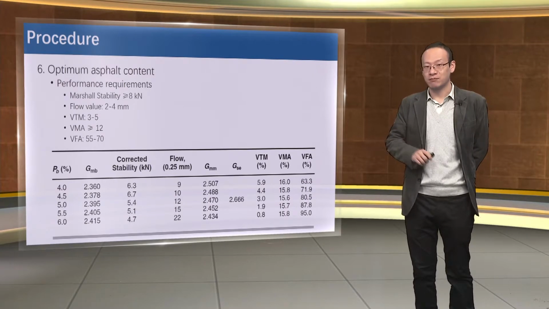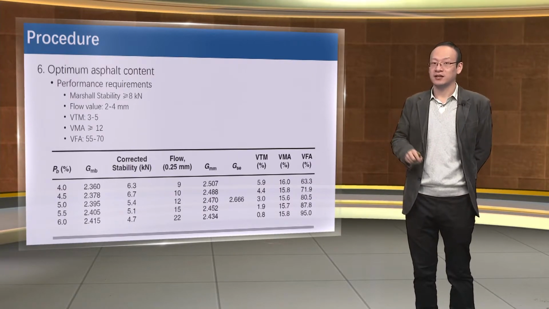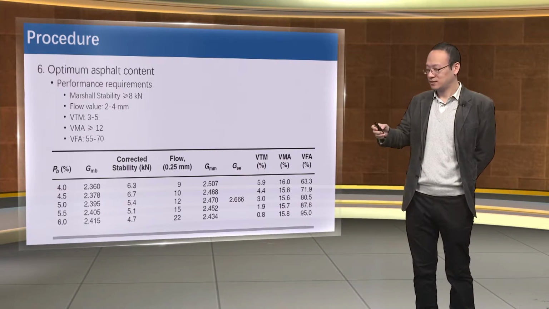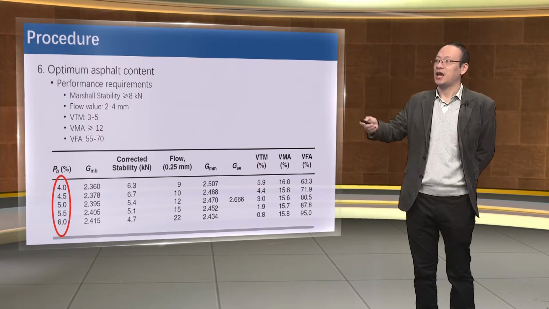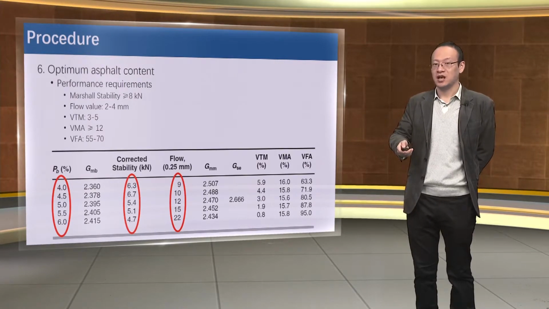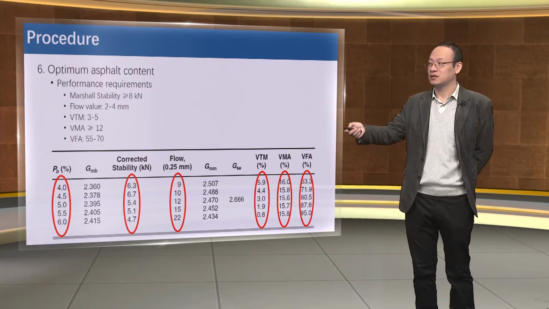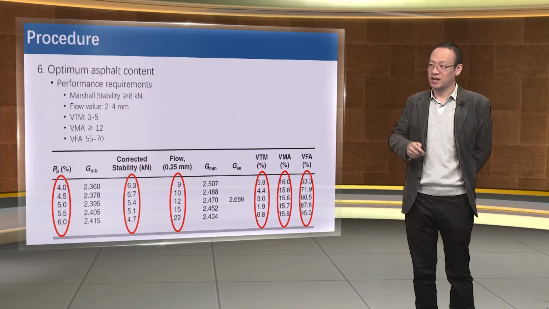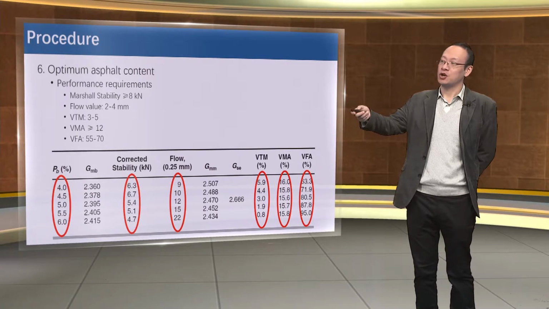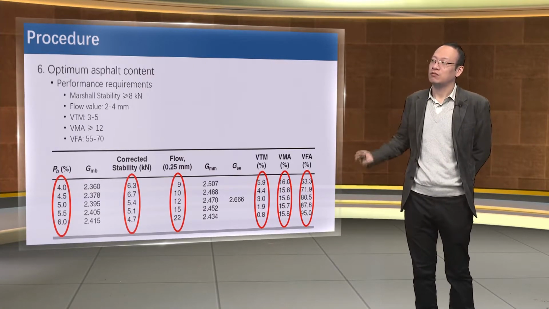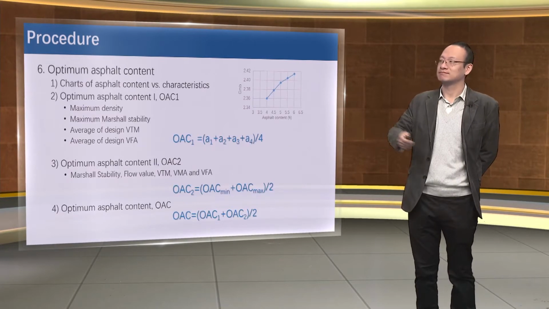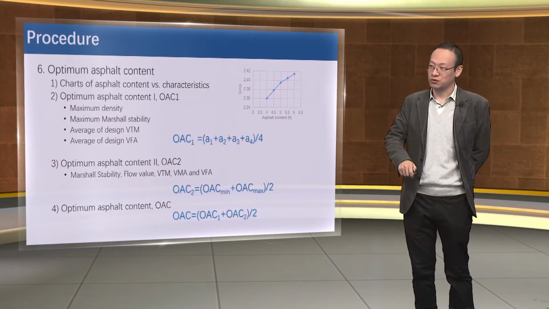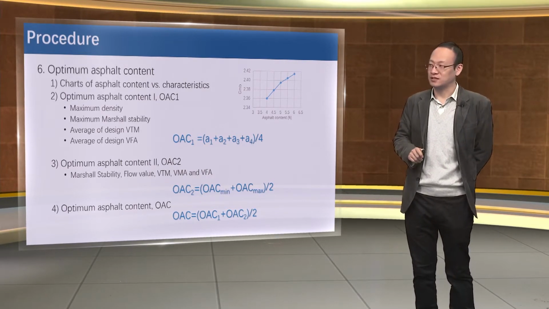Here, I will use an example to teach you how to find the optimum asphalt content. For example, we have 5 groups of asphalt content, and we have the stability and the flow value. We also calculate the VTM, VMA, and the VFA. And here shows the requirement for different characteristics. What shall we do? We follow these 4 steps to find the OAC, which is the optimum asphalt content.